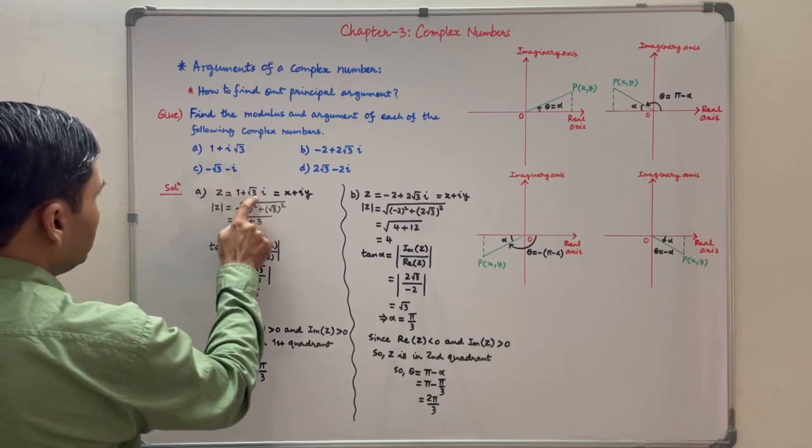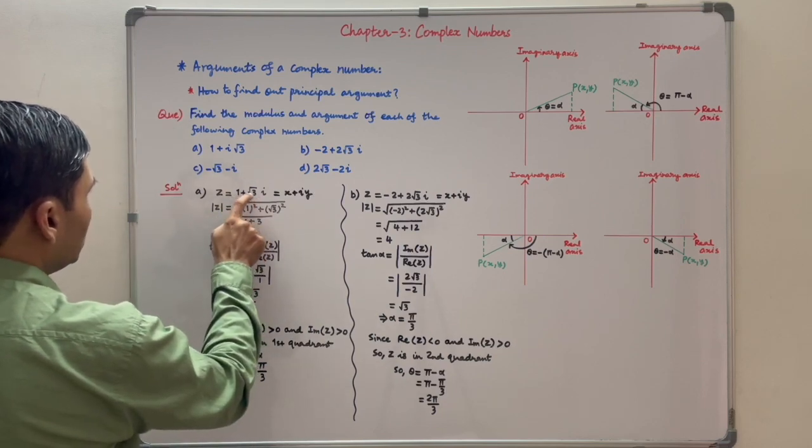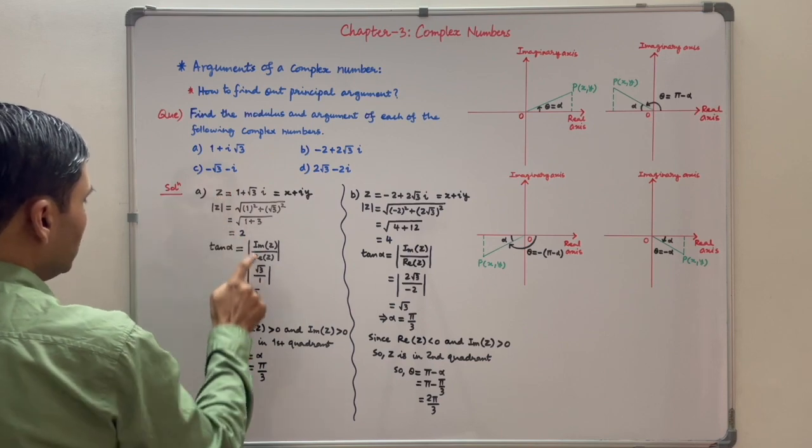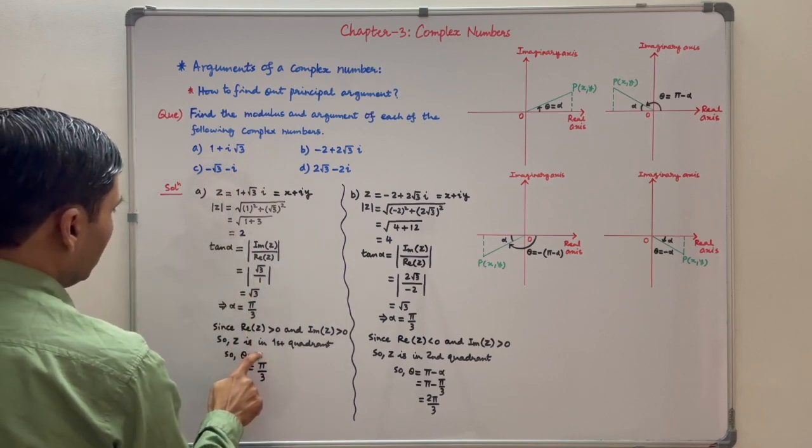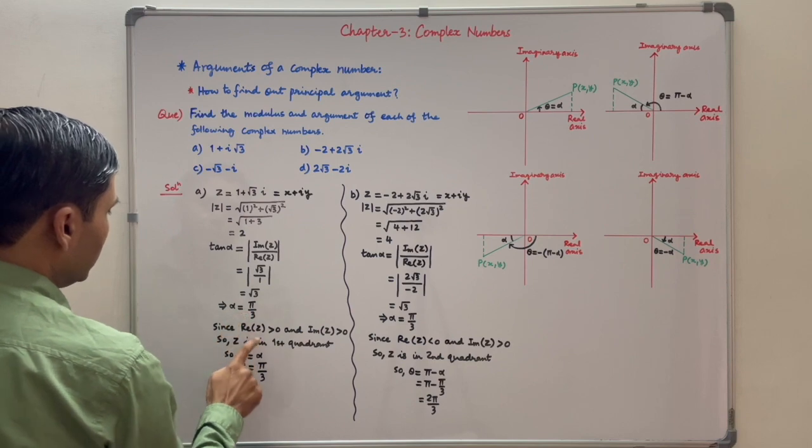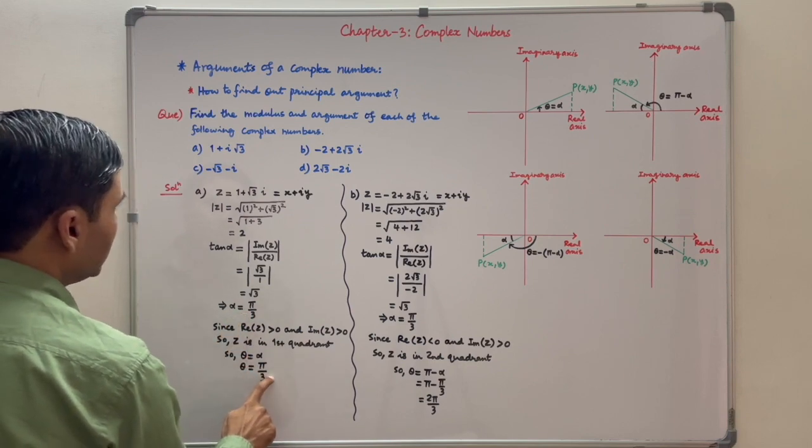Here real part and imaginary part both are positive. So z is in first quadrant. So theta is equal to alpha. Alpha we have calculated as pi by 3. So theta is equal to pi by 3.